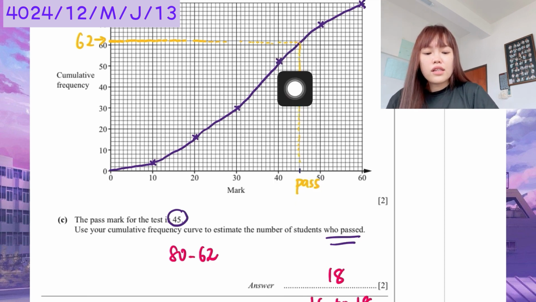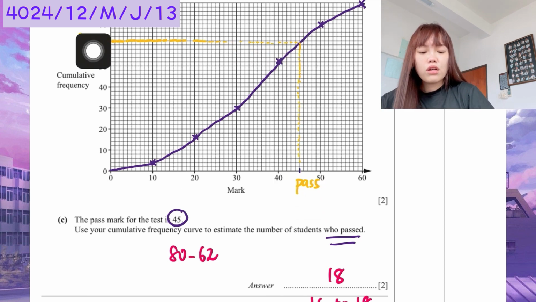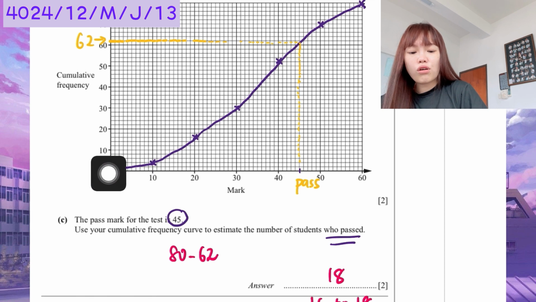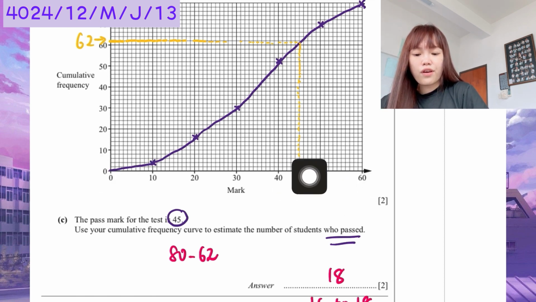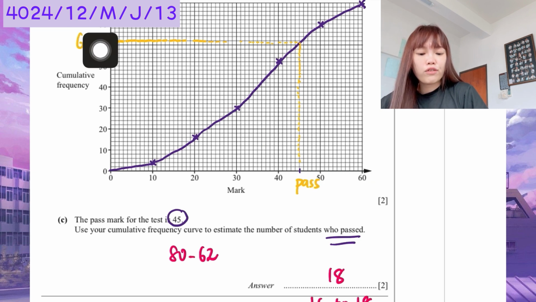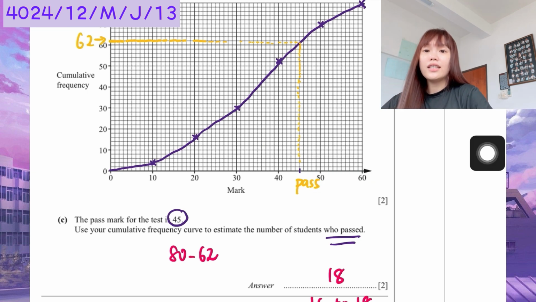Okay, remember this 45 marks is passing marks. So if you're looking at here, means that 62 of them fail. If you're looking at 45 marks like that, is fail. The pass one is 45 above. 45 above is from 62 until 80. So you need to minus.